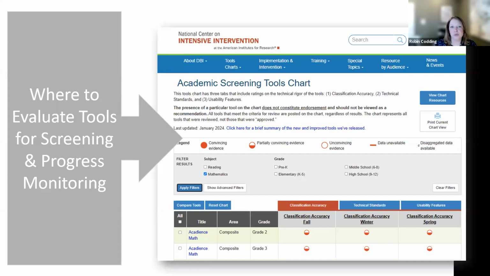But this is the academic screening tools chart from the National Center on Intensive Intervention. And why I really like this particular tools chart is that you can get information on technical standards, classification accuracy, and different usability features. And you can compare those features across different tools by using these selections. And they have a really easy to use legend. So it's nice to see what tools might be very useful and if there are overall general limitations of all the tools. And that's important to know too, because it's just telling you what we can do with our data and what our data really can't do.